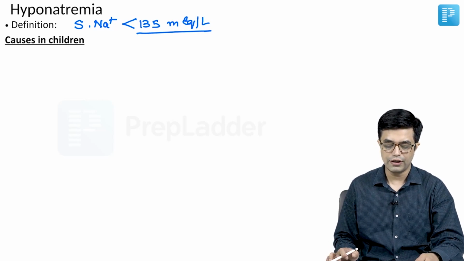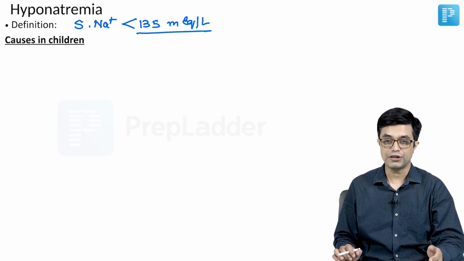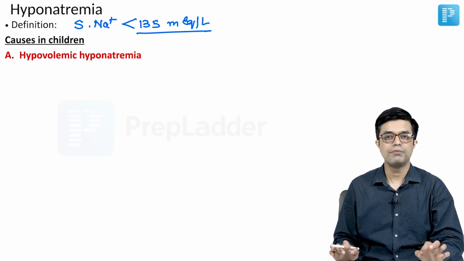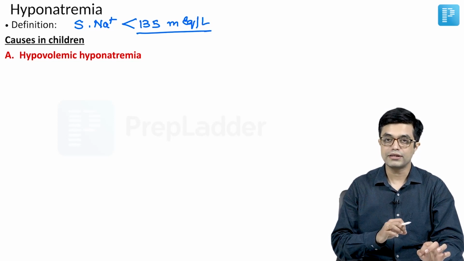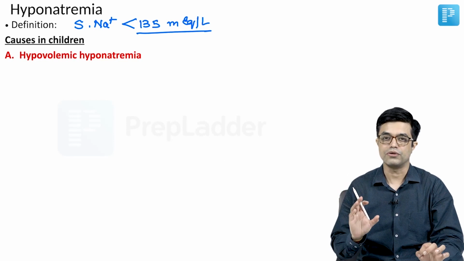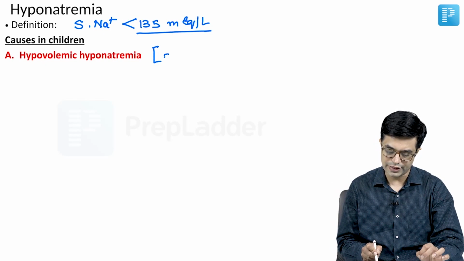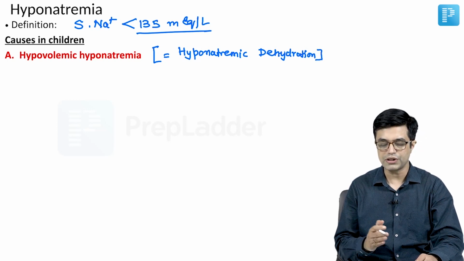So, what are the causes of hyponatremia in children? There are a huge number of causes, so we'll try to be brief as much as possible. First of all is hypovolemic hyponatremia. What is hypovolemic hyponatremia? It will mean that the circulating volume is less and the serum sodium is also less. This hypovolemic hyponatremia is also sometimes called hyponatremic dehydration.